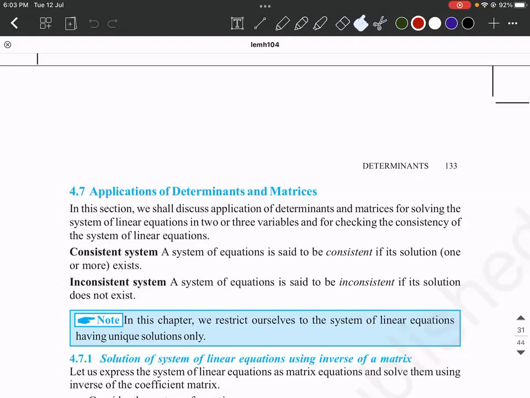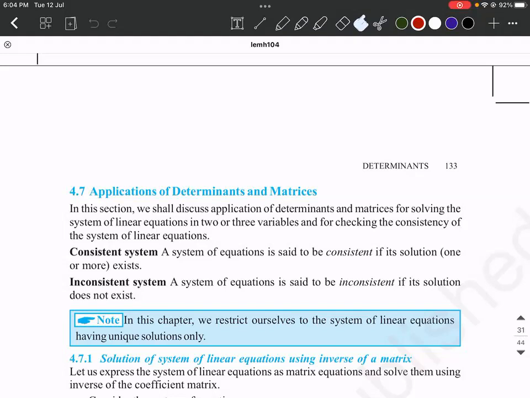What were the operations we perform? Addition, subtraction, and multiplication. There is no concept of division of matrices. You cannot divide one matrix by another, just like you cannot divide one vector by another. After that, what did we see? We saw that there is something called the inverse of the matrix.